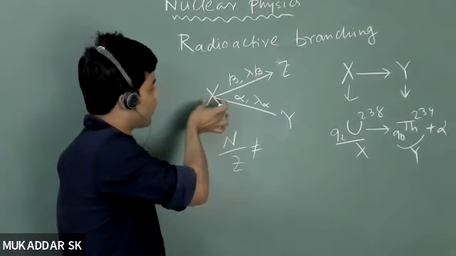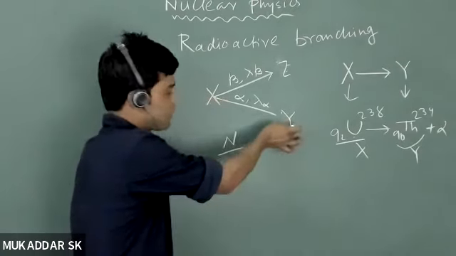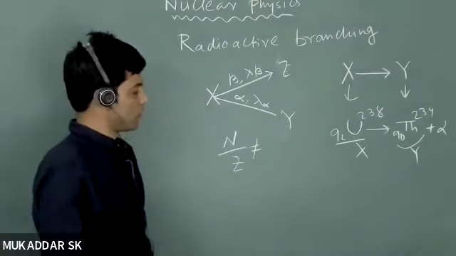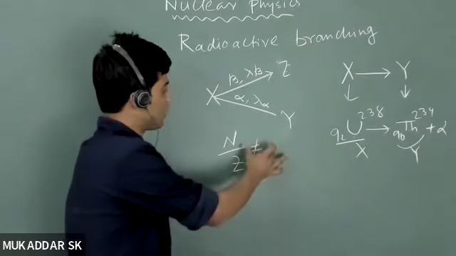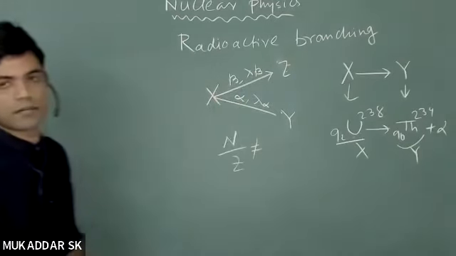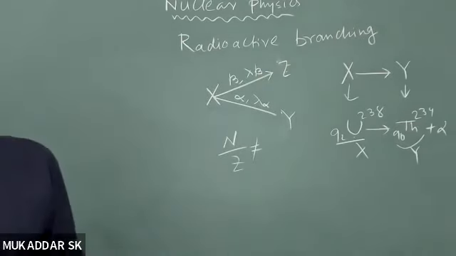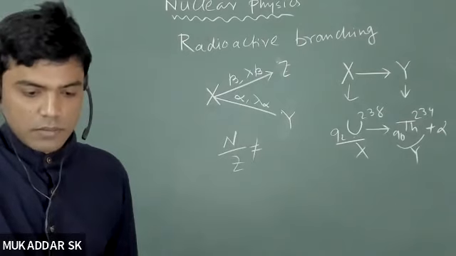Because of large size, it can decay by alpha particle and it can achieve that stability. And if the n/z ratio is not the required value, then it will emit beta particle and can achieve that stability. Is this clear what I'm saying? You have to clear more.